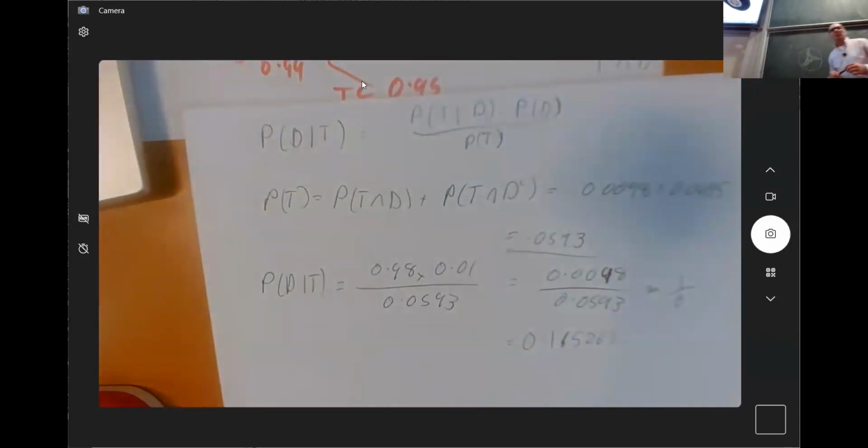Okay, this number. So I've done my fancy test, right? The rate of false positive is only 2%. The rate of false negative is only 5%. Sounds like a good thing, doesn't it? I get my test back and it says I'm positive. I test positive. It's only a 16% probability that I've actually got the disease.